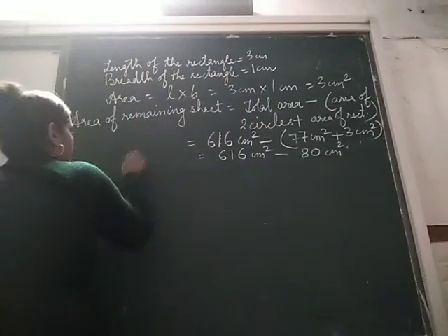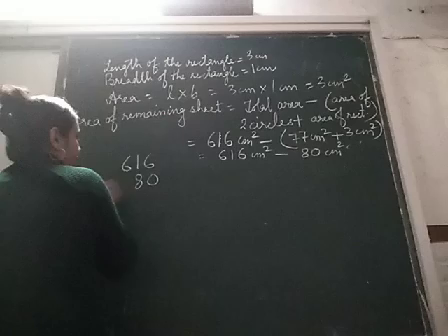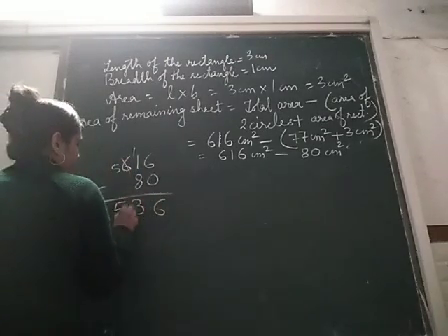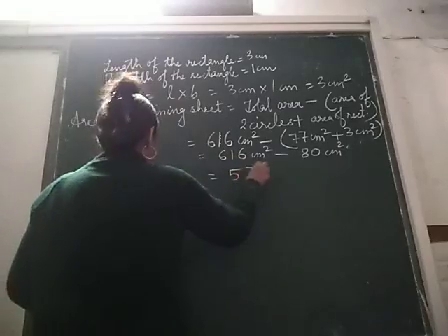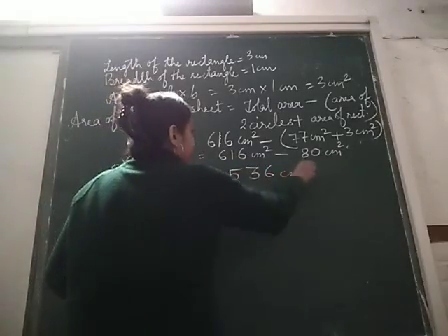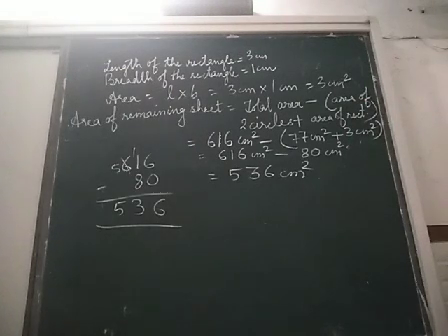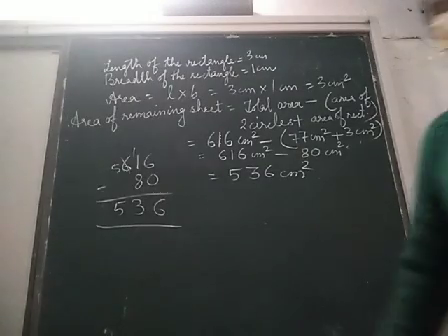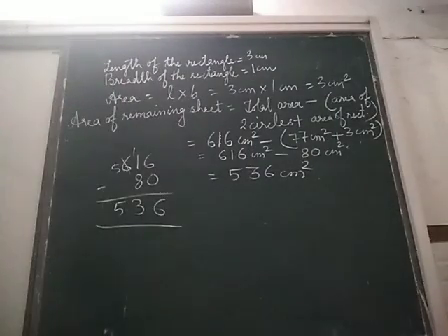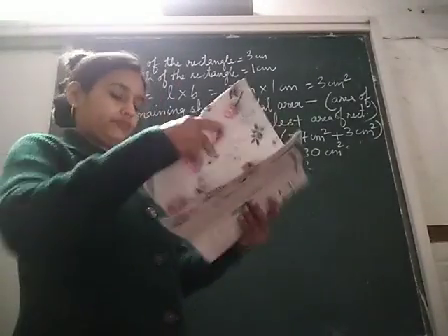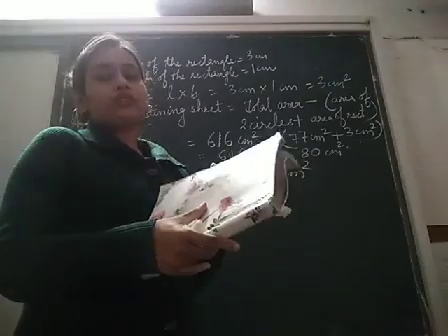Now we subtract 616 and 80. The answer is 536 centimeter square. So this completes your question number 10. This is class 6th maths book. I am always touching that only. Here. Question number 10. Then we go to the next question.